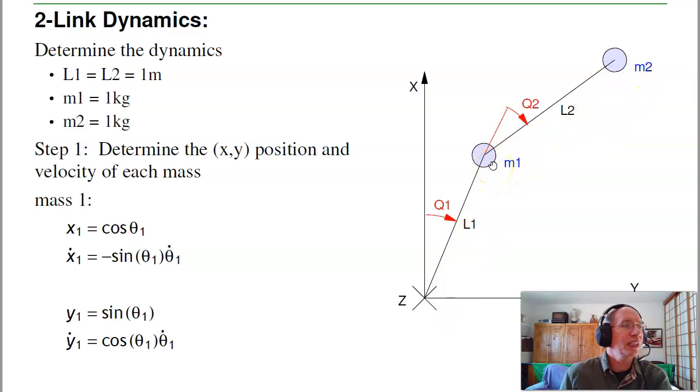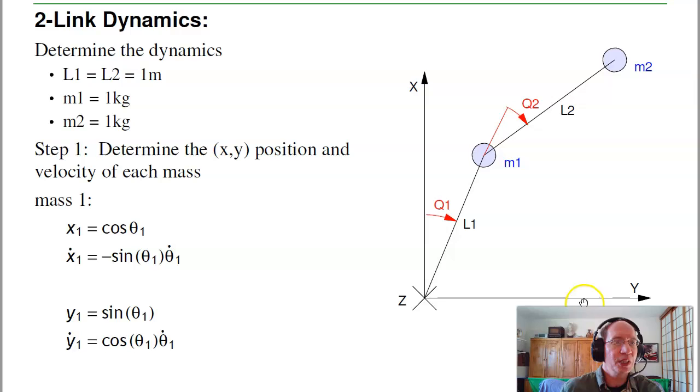To find the kinetic energy and potential energy, I need to find the position of mass 1 and the position of mass 2. So mass 1, with the reference frame or coordinates I've defined here, x is cosine theta 1, y is sine theta 1. Taking the derivative, x1 dot is the derivative of cosine theta 1, minus sine theta 1 times theta 1 dot. The derivative of y1 is cosine theta 1 times theta 1 dot. Again, you've got the partial with respect to theta 1 times the partial of theta 1 with respect to t, which gives you the second term, theta 1 dot.